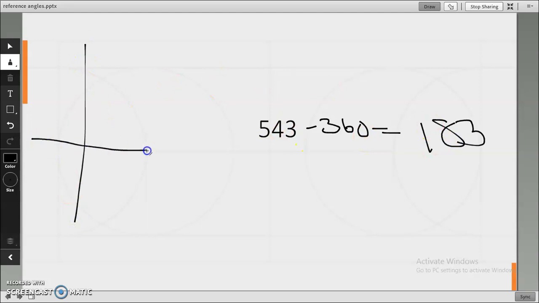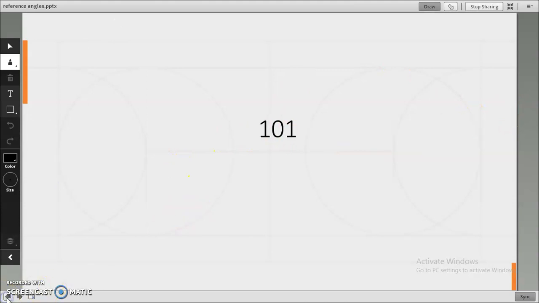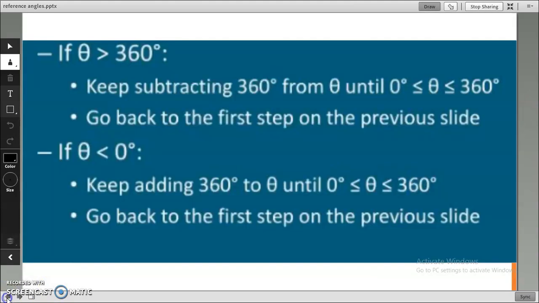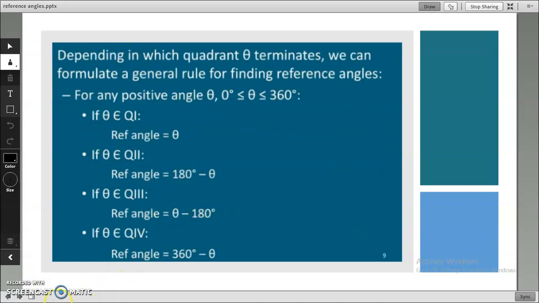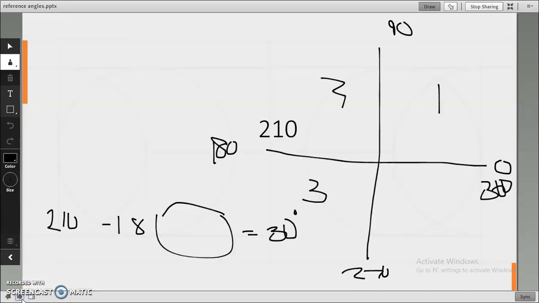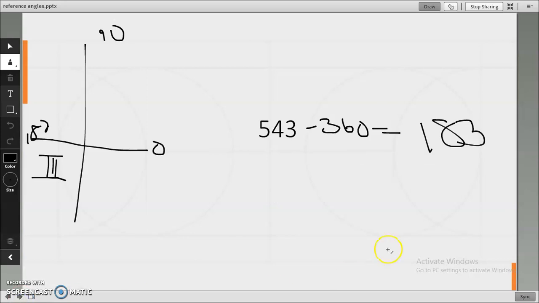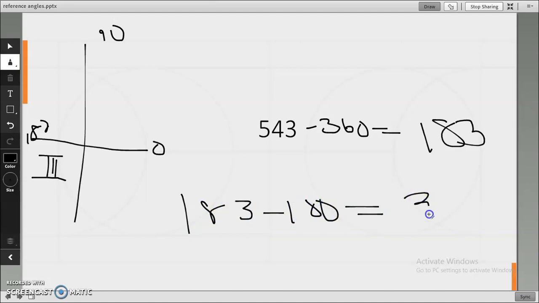So on my quadrants, I have 0, 90, 180. So that means that it has to be over here in quadrant 3. And so the rule, if it's in quadrant 3, is the angle minus 180. So 183 minus 180, my reference angle is 3.